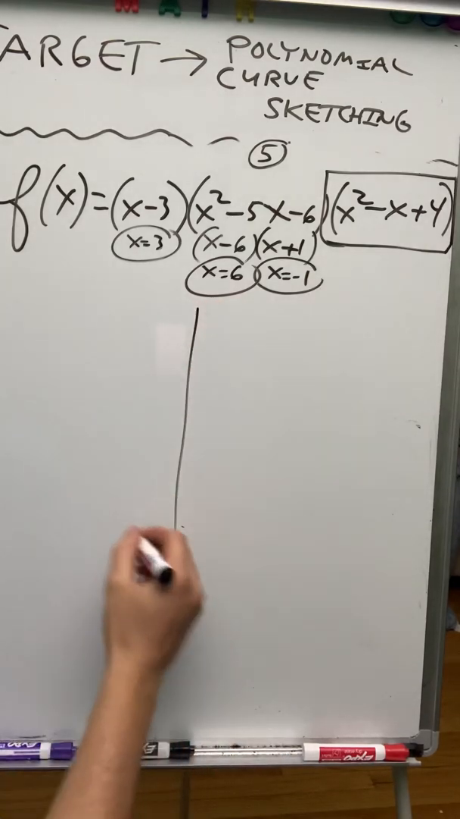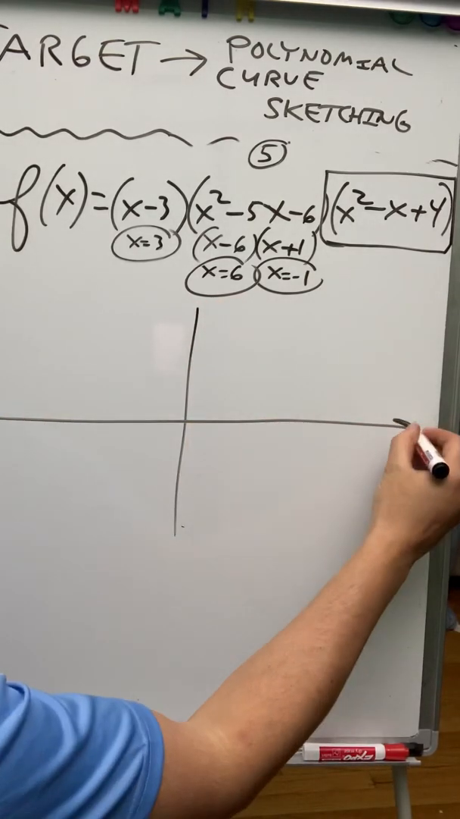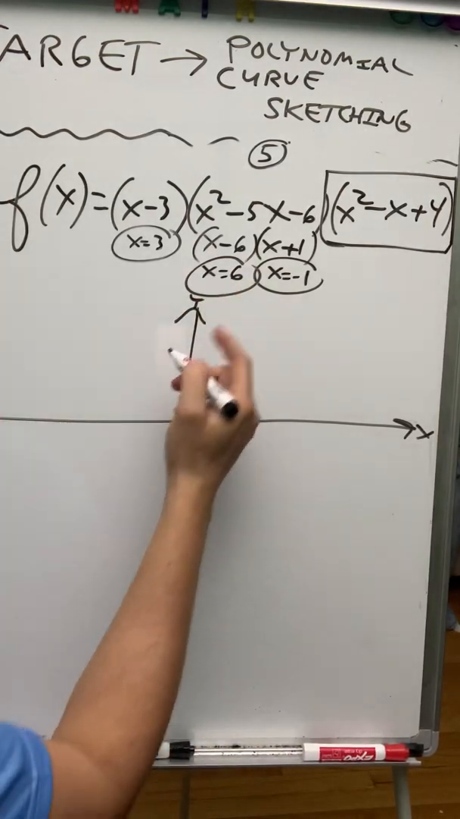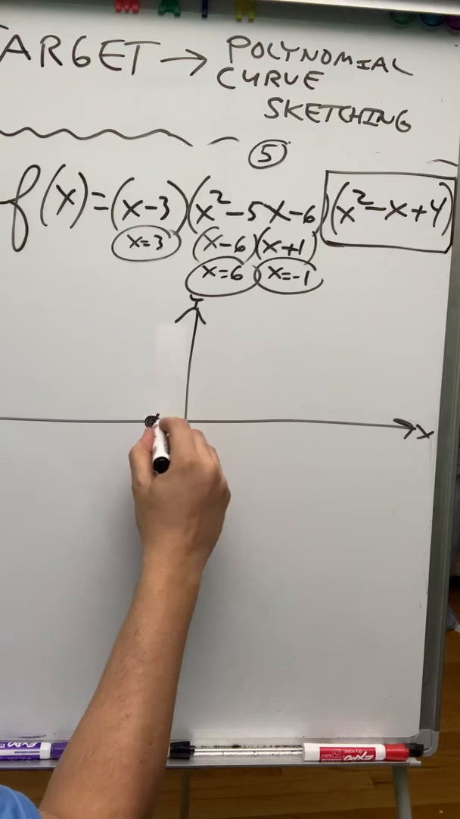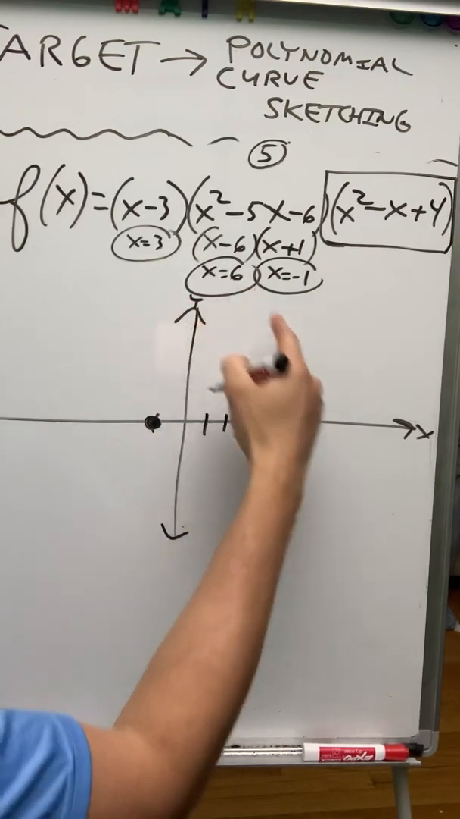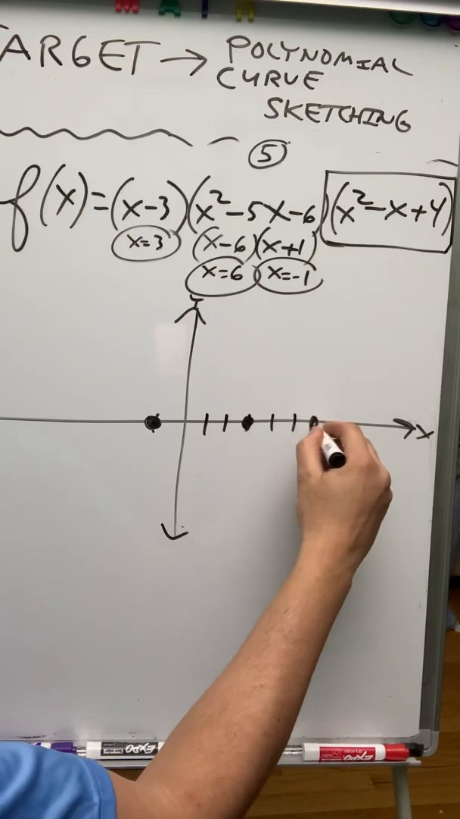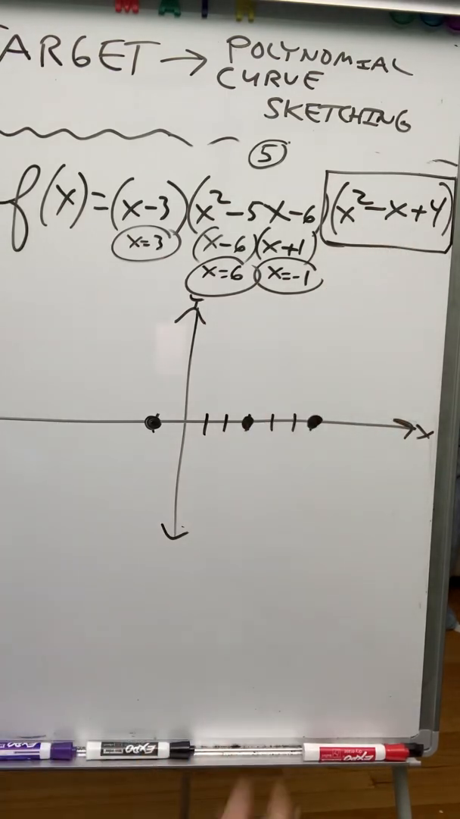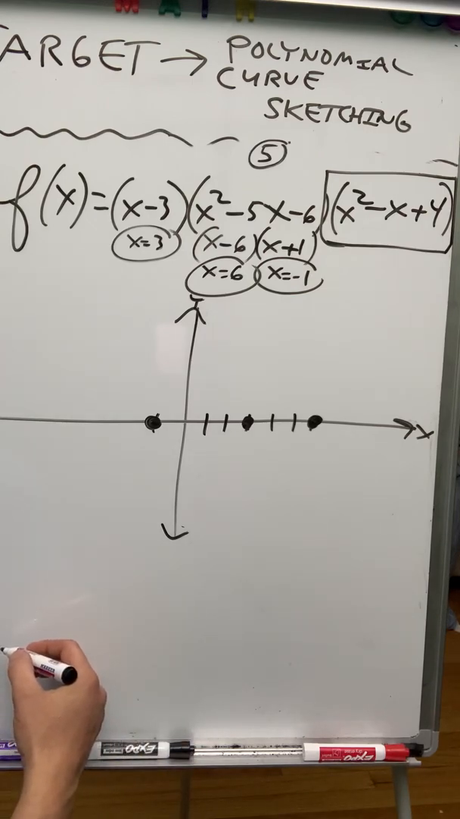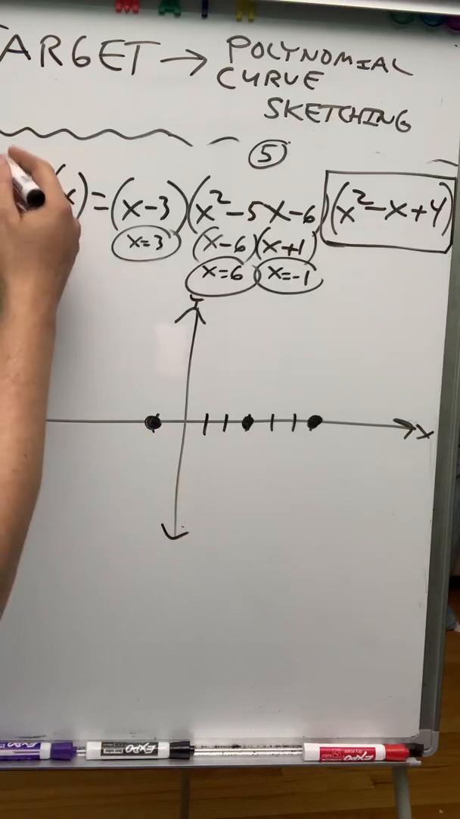So let's go ahead and see our curve sketch. The first thing I'm going to do is plot the zeros, my real zeros. My real zeros are negative 1, 3, 1, 2, 3, and then 6, 4, 5, 6. And then those two complex roots are not graphable. You can't graph them on an XY plane. The next step, let's decide if we're coming up or coming down.